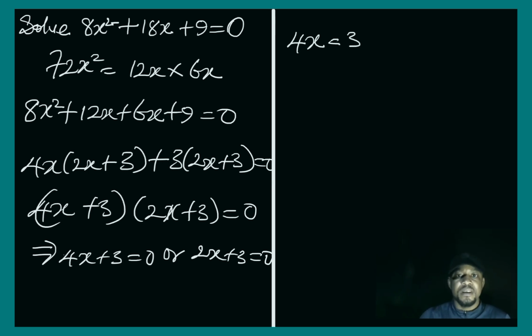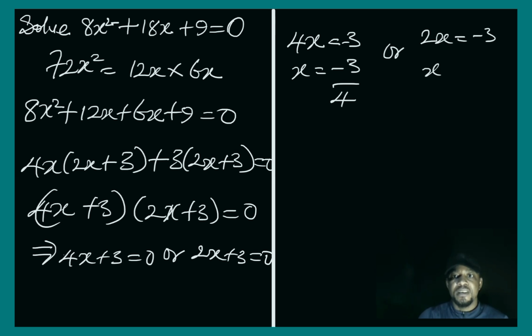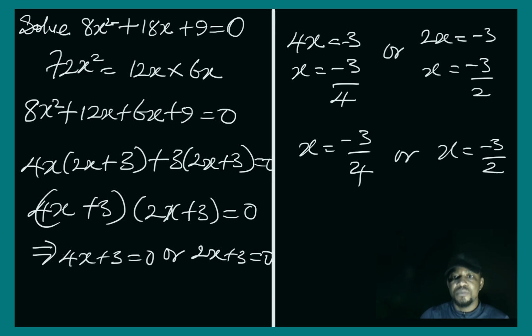equals negative 3, and x equals negative 3 over 4, or 2x equals negative 3 and x equals negative 3 over 2. So the roots of our equation are x equals negative 3 over 4 or x equals negative 3 over 2.